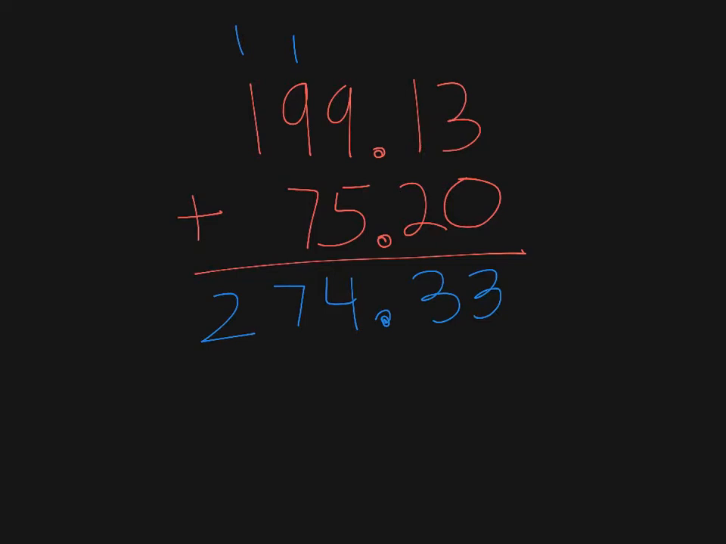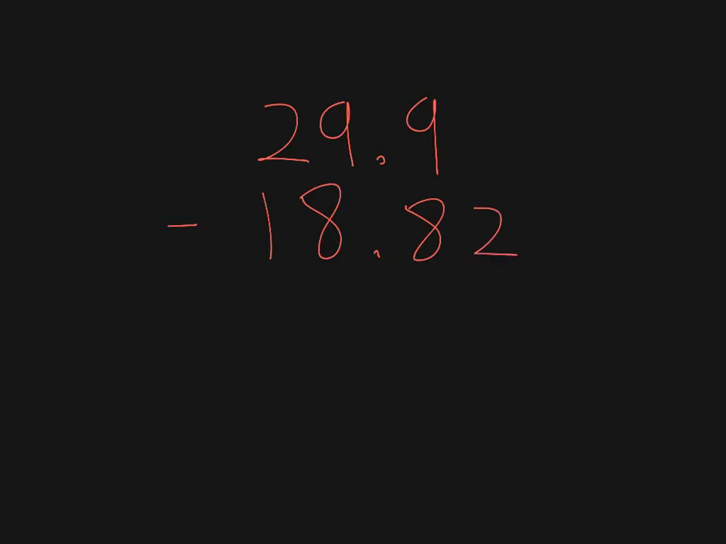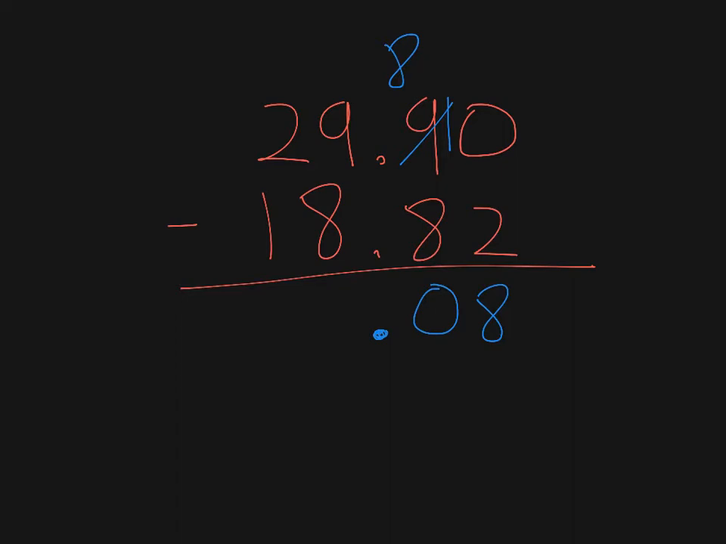The next one is going to be find the difference. So we have to subtract. Here's 29 and 9 tenths minus 18 and 82 hundredths. We can add a 0 up top. We cannot do 0 minus 2, so we borrow. This becomes an 8. Here is a 10. 10 minus 2 is 8. 8 minus 8 is 0. Our decimals go straight down. 9 minus 8 is 1. And 2 minus 1 is 1. So we have a difference of 11 and 8 hundredths.